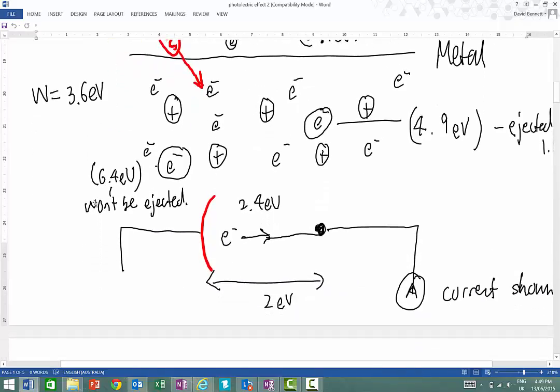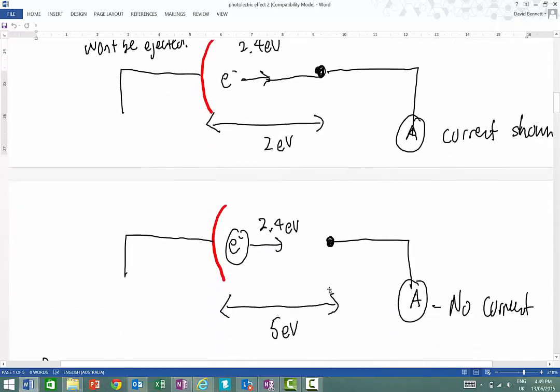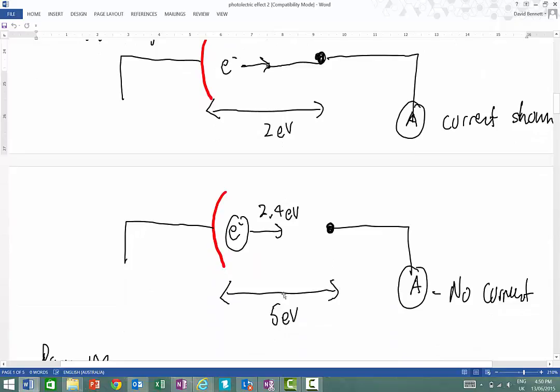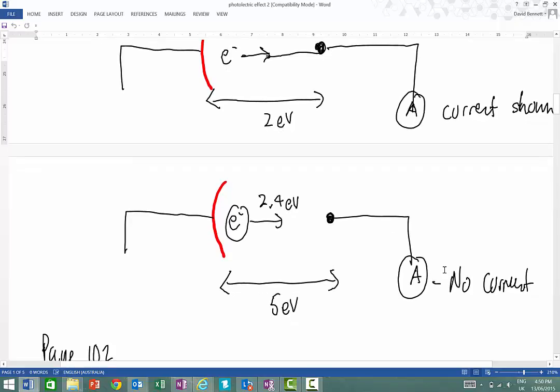So if we're looking at the apparatus, it comes in here, and the electron has 2.4 electron volts. Now if I make that potential difference 2 electron volts, it will get across and there'll be a current shown. If I put 5 electron volts across there, then that electron won't have enough energy to get across the gap, so there'll be no current shown.